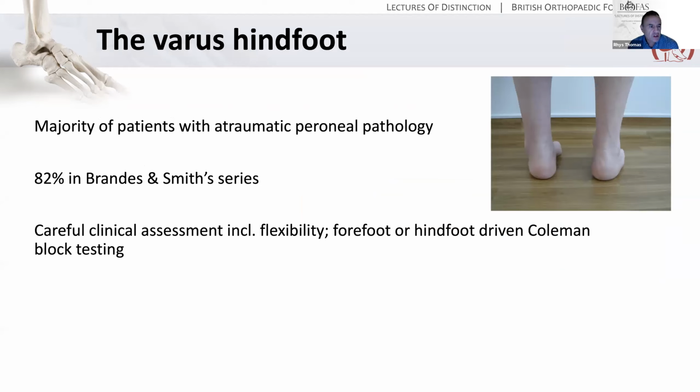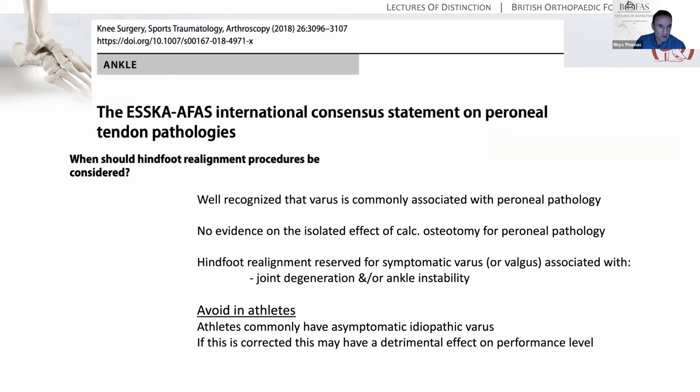So what about the varus hindfoot? Well, the majority of patients who have atraumatic peroneal tendon pathology will have a varus hindfoot, and that's up to 80% in certain series. And as I've mentioned before, this has got to be part of your careful clinical examination. Who should have it though?